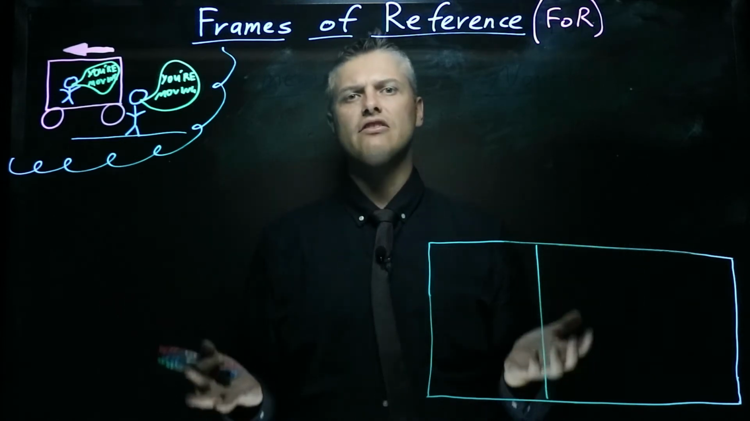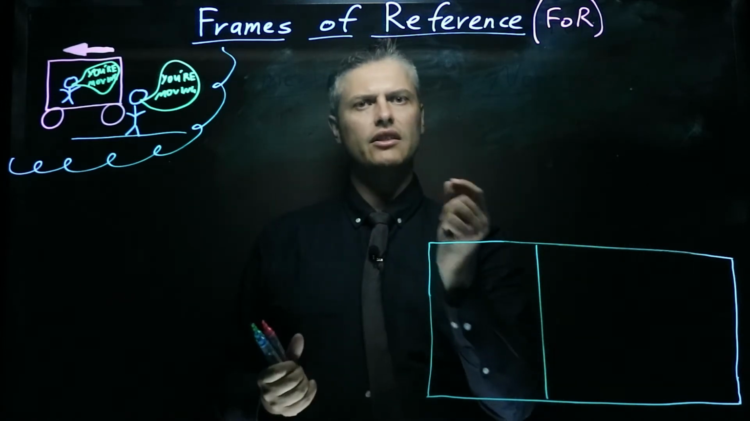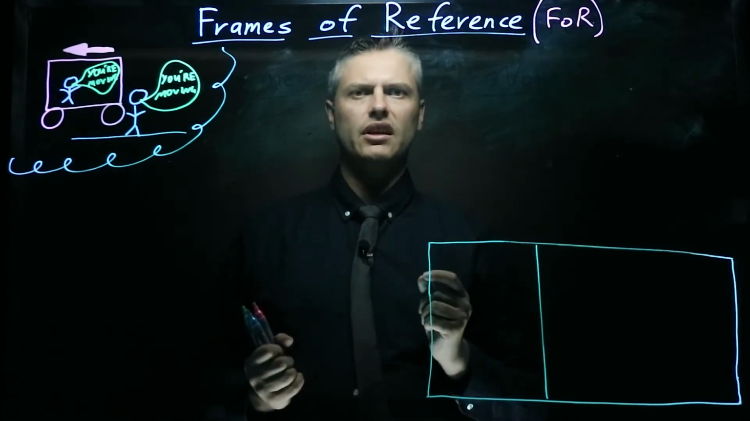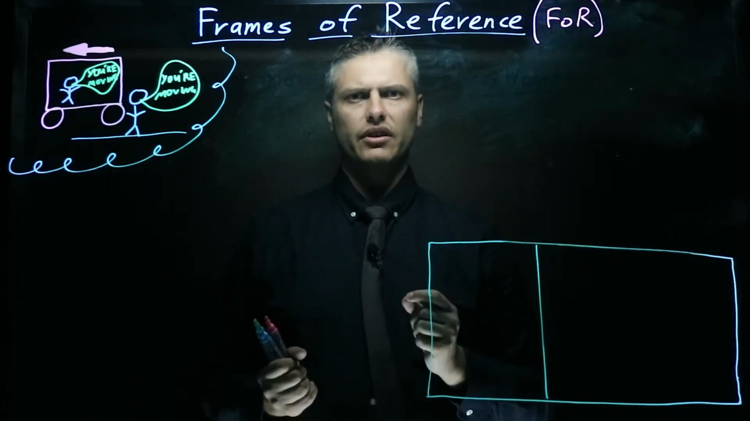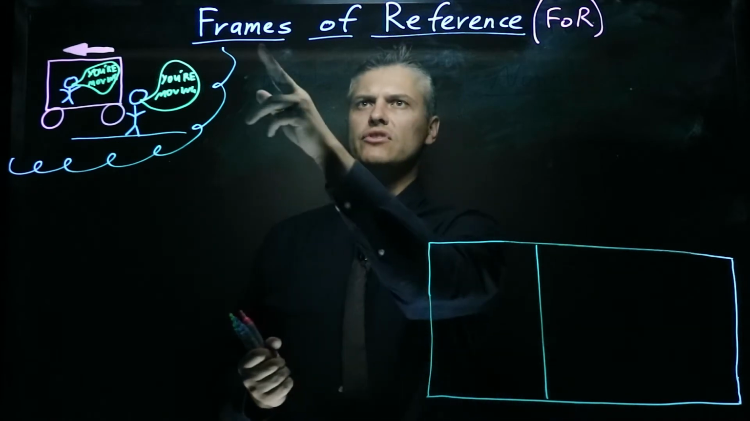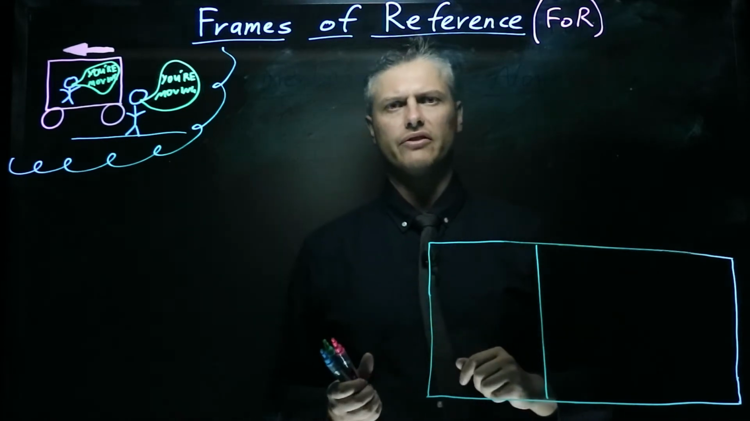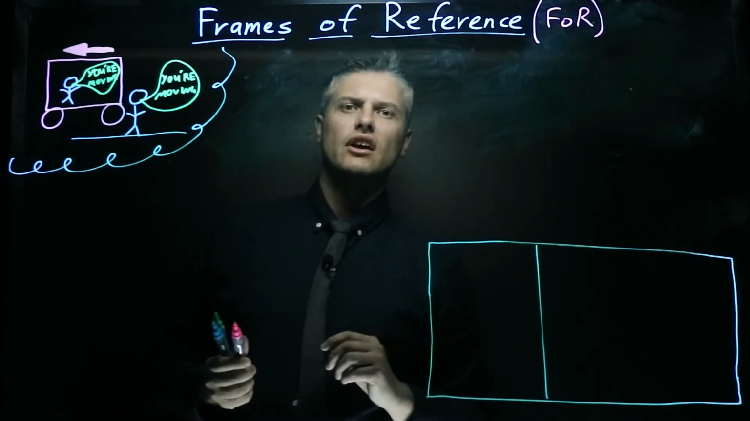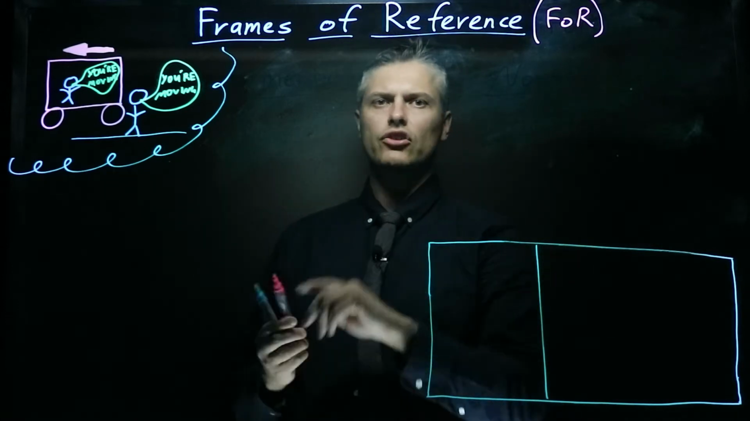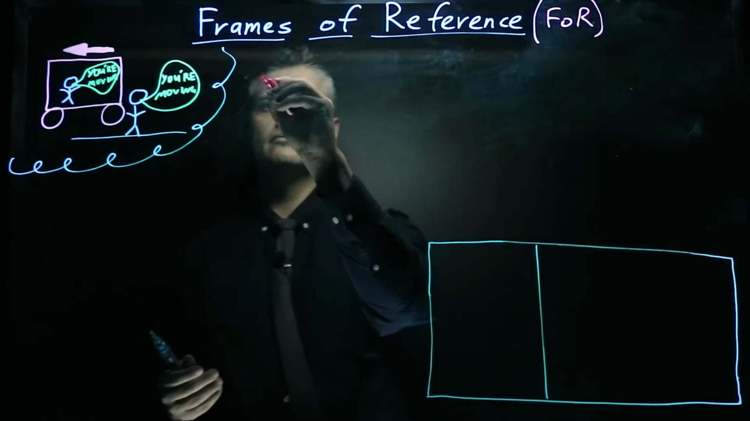And this is the basis of relativity. And the key thing there is in the word relativity. The movement is relative. Let's break this down a bit further. And to do that, we need to understand frames of reference. Now, in frames of reference, there are two types, inertial and non-inertial.